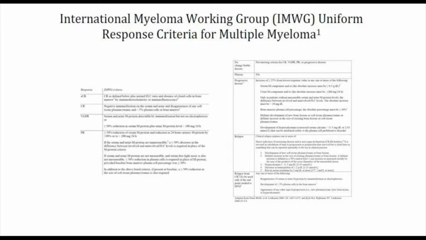The IMWG also incorporates serum free light chain results into their uniform response criteria shown here to classify patient response to different therapies and clinical trials. In this classification scheme, published in 2006, serum free light chain quantitation is included as part of the definition for partial response.